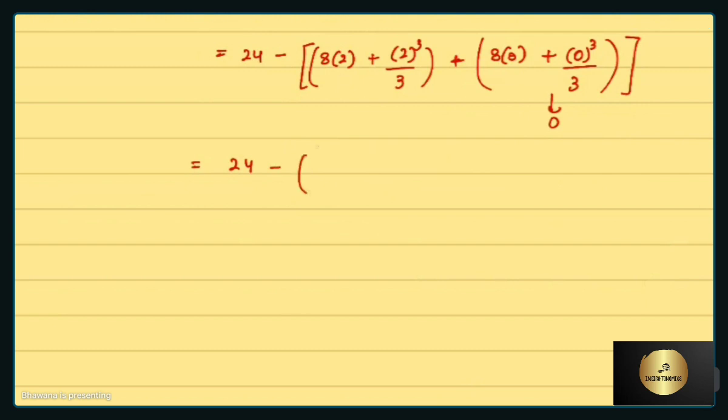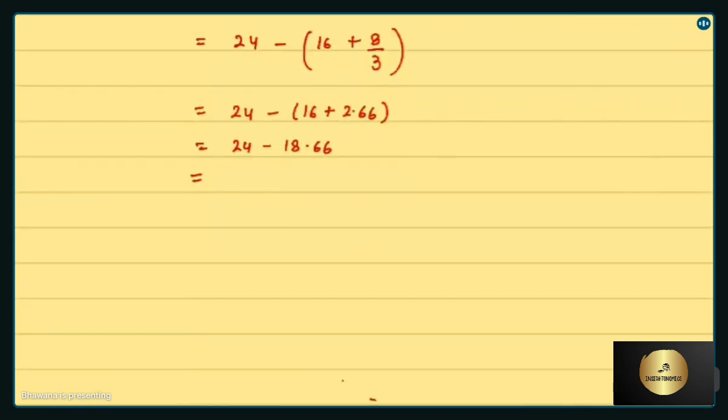24 minus 16 plus 8 by 3. We'll get 24 minus, 8 by 3 is 2.66, so 16 plus 2.66. So you will get 24 minus 18.66. When you solve for it, you will get 6.66. So this is the value for your producer surplus in case of the given nonlinear supply function.